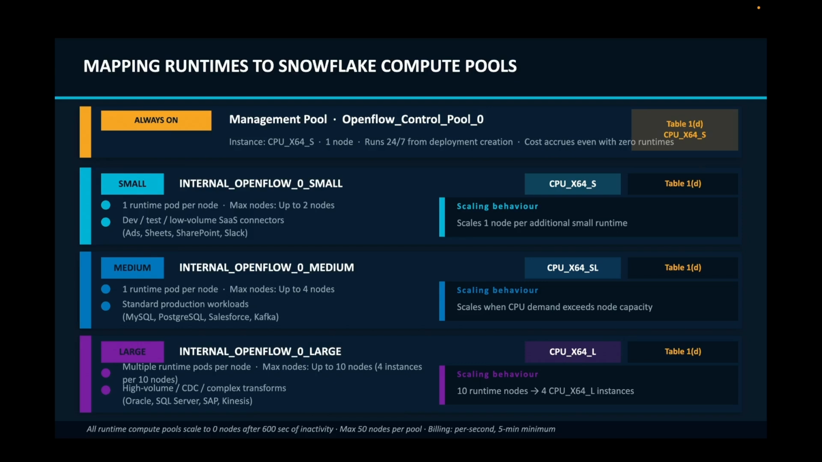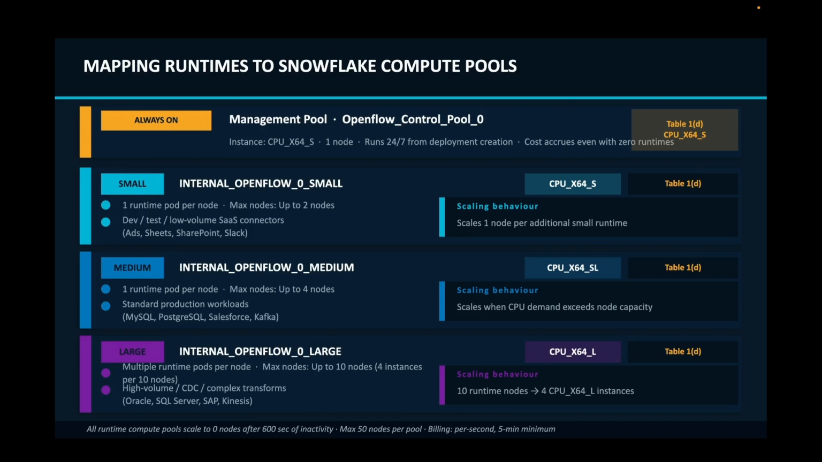The next one is a small node. If you are creating a runtime on a small node, typically it is one runtime pod per node, and it can scale max up to 2 nodes in the small instance family. Typically, you use the small node pool for dev test or low volume task connectors. And then the scaling behavior: it will always start by scaling one node per additional small runtime.